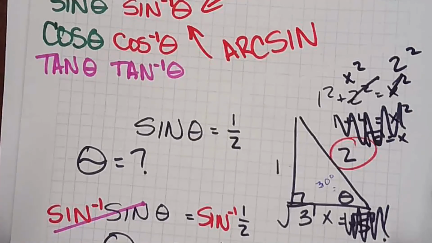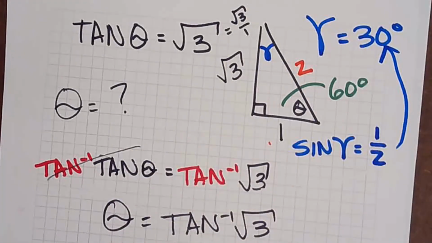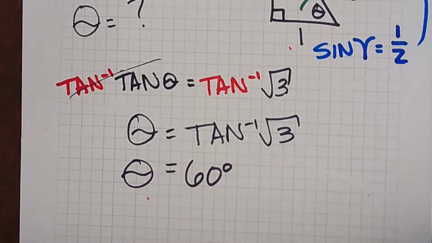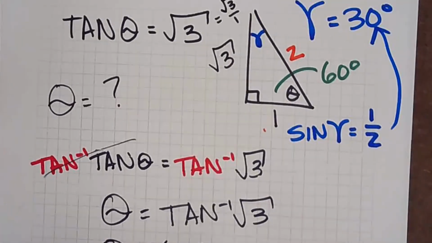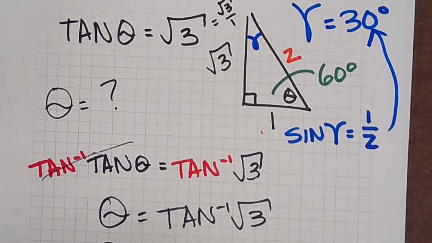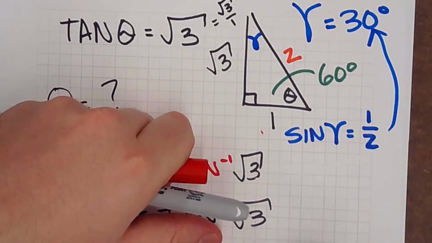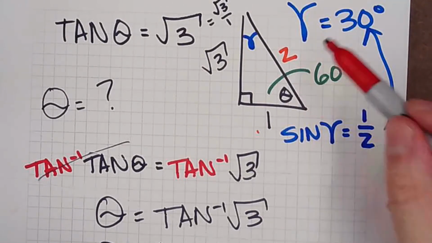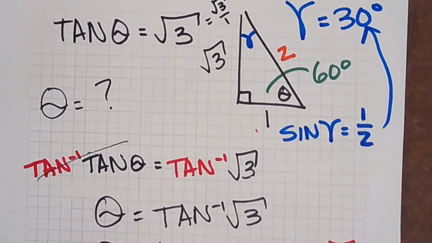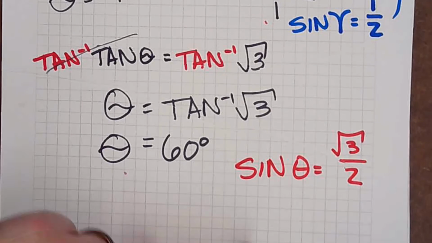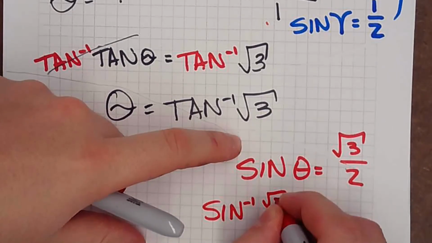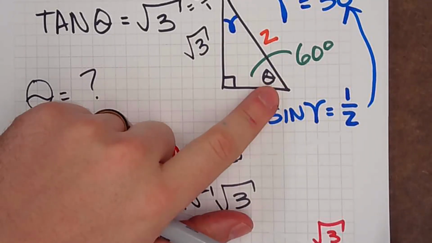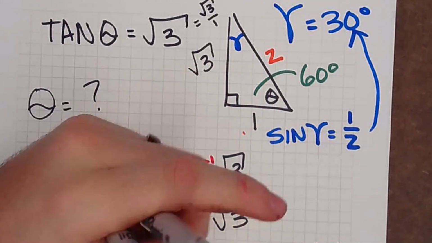The sine of a half gets us 30. The tangent of root 3 gets us 60. So if I did the sine of theta, theta is this guy, right? It'd be opposite over hypotenuse, so it's going to be root 3 over 2. Which means the sine inverse of root 3 over 2 is going to equal an angle measure. What angle measure is it going to equal? It's going to equal 60.